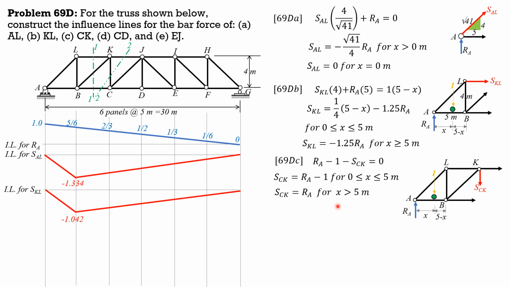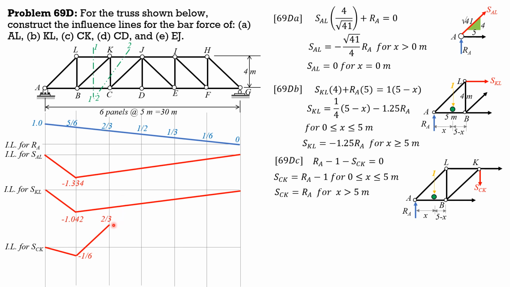So in particular, when x is 5, RA is 5/6. So 5/6 minus 1 is negative 1/6. Then when x is 10, this is now the formula RA, and RA is 2/3.